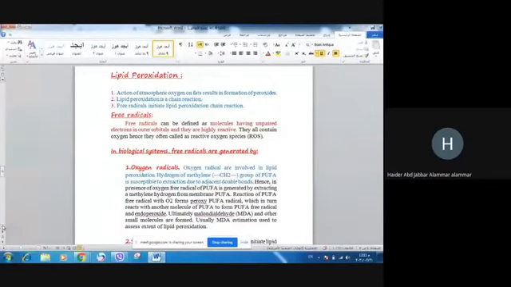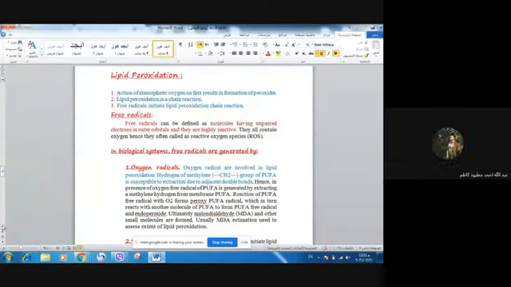Moving to another subject, lipid peroxidation. What do I mean by lipid peroxidation? In the cell membrane, we have a modification or derangement of the lipid, a connection of the lipid with a protein. This is called lipid peroxidation. As easy and simple as that.